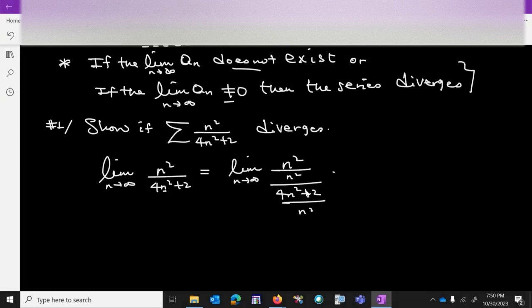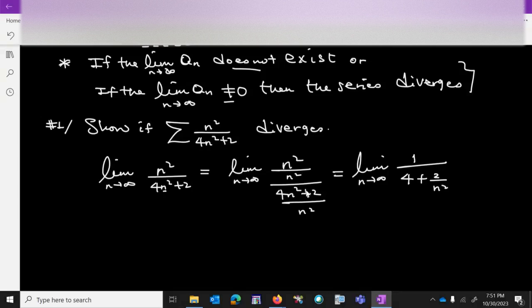So this is the limit. What is n square over n square? It is just 1, as n approaches infinity, over what? What is 4n square over n square? The n square cancels, so that's just 4, plus what is 2 over n square? That is 2 over n square.